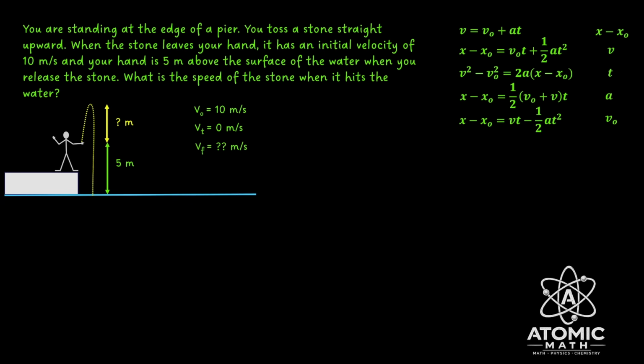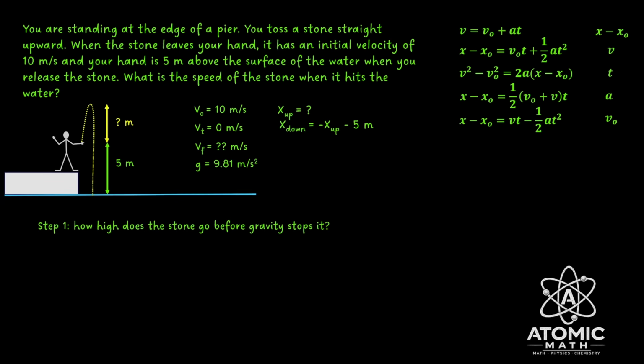The final velocity, which would be the velocity when it hits the water, well, that's what we're looking for. We do know that gravity is 9.81 meters per second squared. As I said, we don't know what the distance is in the up direction once it leaves your hand, but we do know that the down direction has got to be minus up minus 5 meters to give us our change in distance for the down.